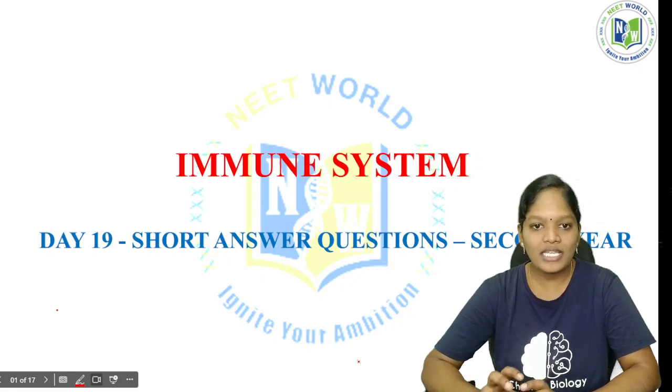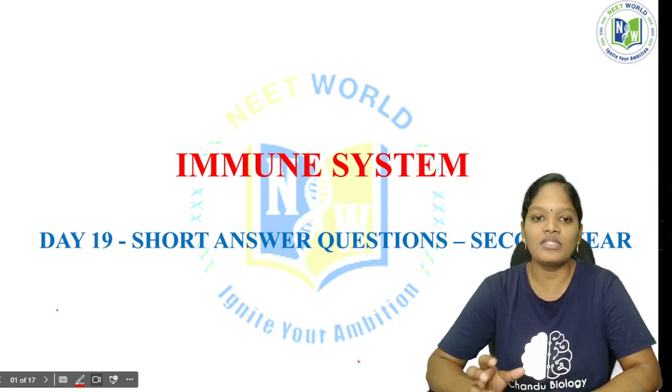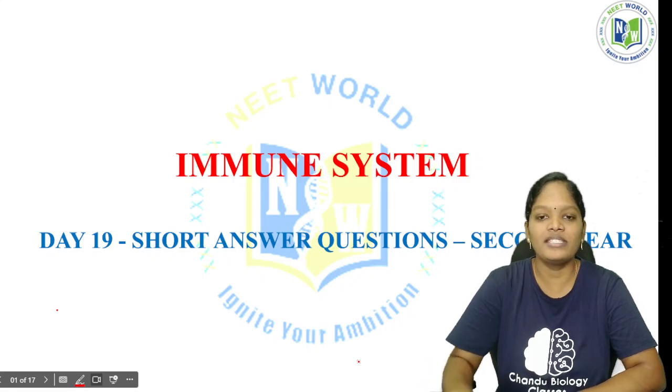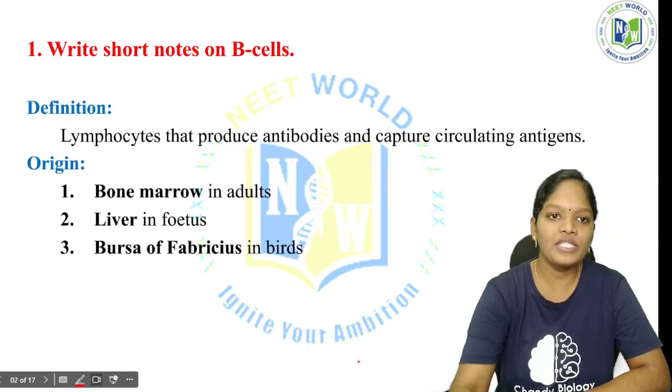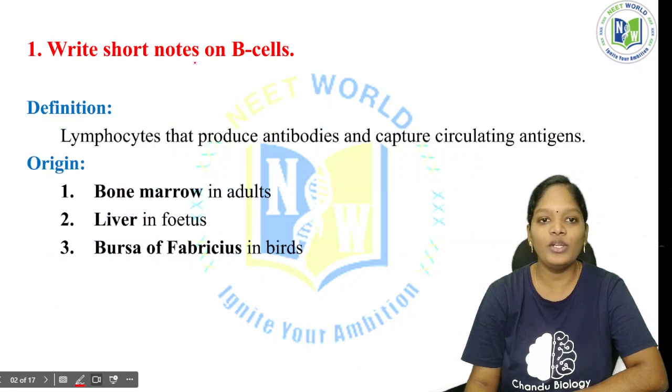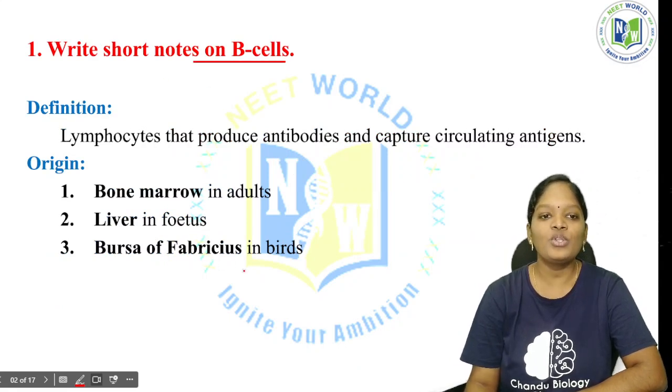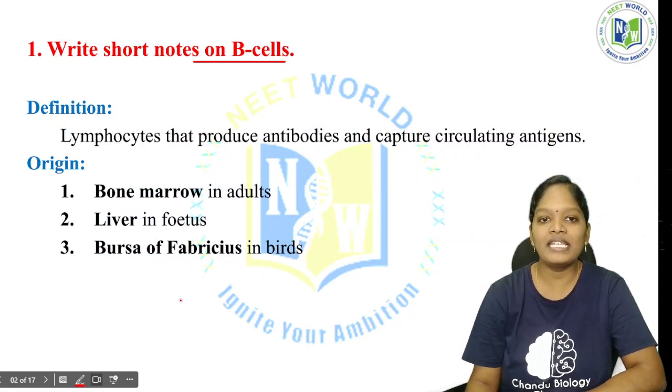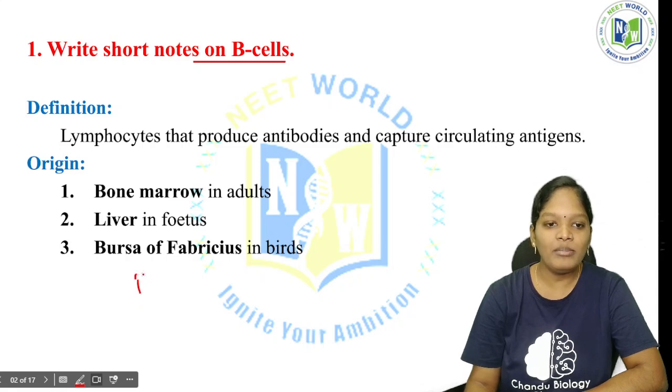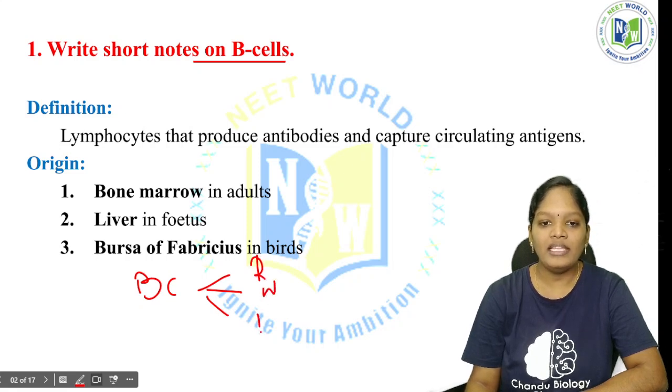So in today's class, we are going to deal with the immune system short answer questions in the second year. Okay, so the first question will be: write a short note on B cells. You should know the basic understanding of the blood cells. In the blood we have three different types of cells: RBC, WBC and the platelets.